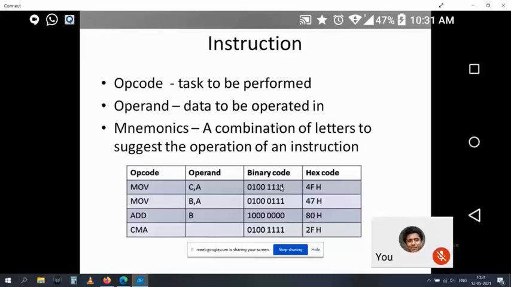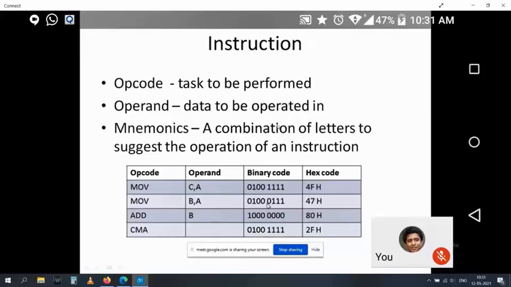It is known to the microprocessor unit. Again, then how will it be different? See, if I'm giving MOV B, A as my operand, you see the hex code has changed now. 47H it has become. So it is unique. When I need to move it to C, it is 4F. If I need to move it to B from the accumulator, it is 47H. So these are all unique codes.